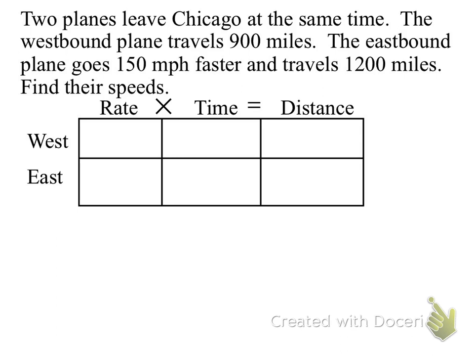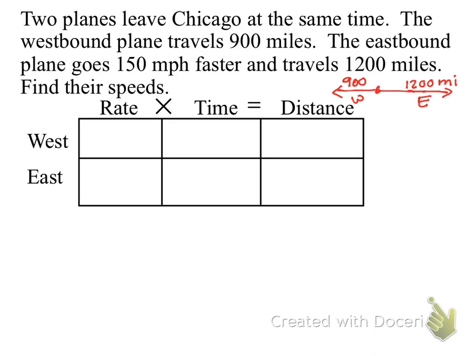Right, opposite directions. How long until they're right? So basically, it's looking like this. This one's going 1,200 miles, and this is going 900. This is the east, this is the west. And they also said this guy's going faster, right? So it's basically how long until this guy's done 900, he's done 1,200. The time is the same, right?